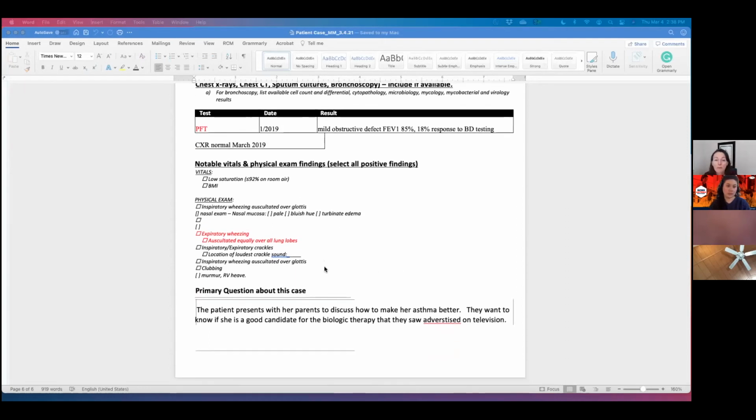So the initial time she came, she came with her parents, who were worried about the fact that she was requiring prednisone. They wanted to know if she was a good candidate for biologic therapy, and really what we could do to get her back from her current state.